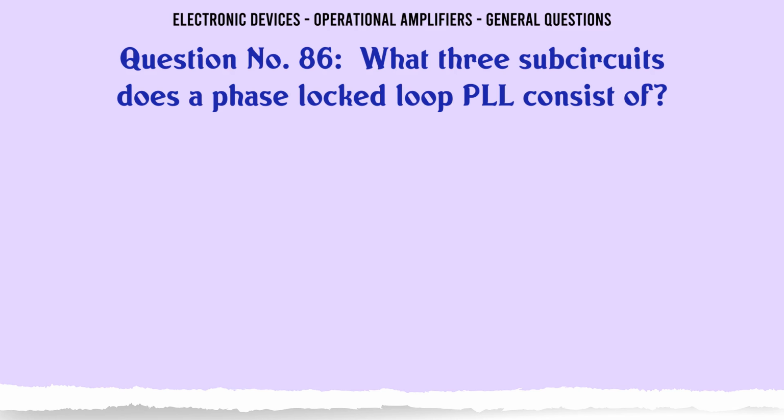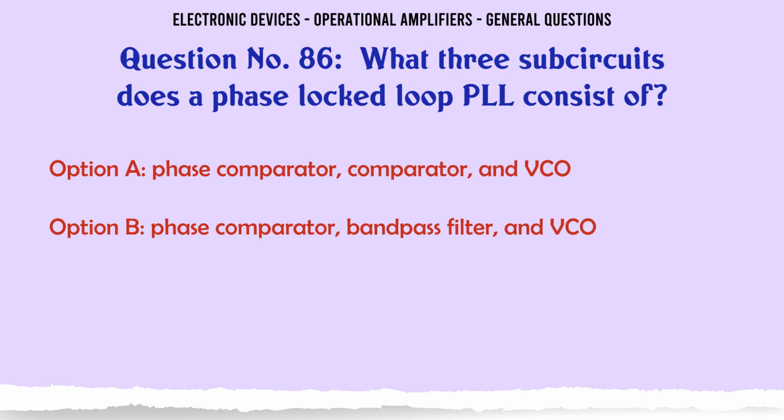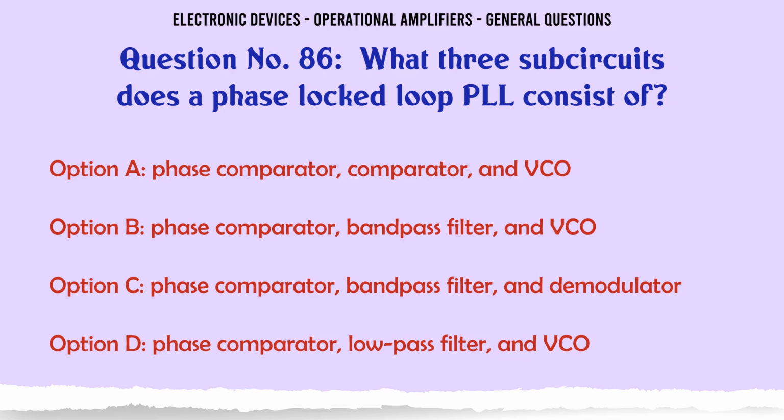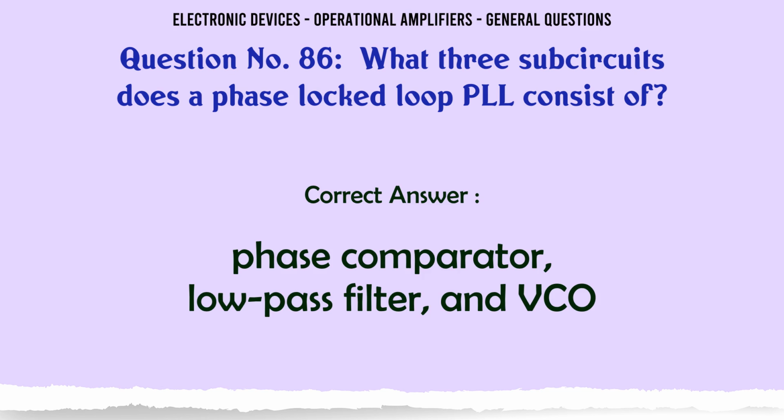What three subcircuits does a phase-locked loop (PLL) consist of? A. Phase comparator and VCO, B. Phase comparator, bandpass filter and VCO, C. Phase comparator, bandpass filter and demodulator, D. Phase comparator, low-pass filter and VCO. The correct answer is phase comparator, low-pass filter and VCO.